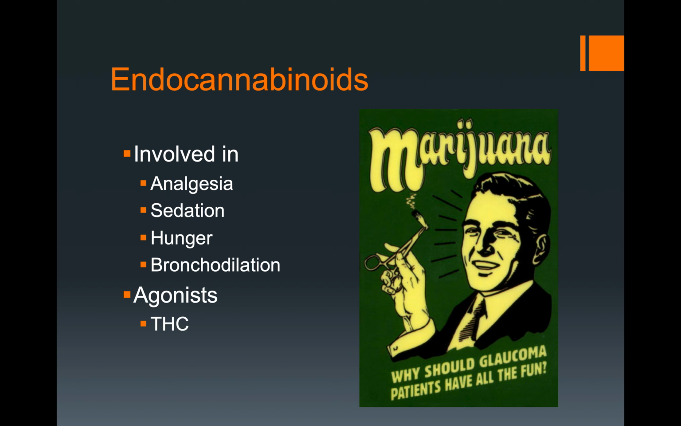THC, one of the active ingredients in marijuana, is an agonist, as is acetaminophen, the active ingredient in Tylenol. They actually did a study where they used an endocannabinoid antagonist, and they gave it to people, and then Tylenol no longer reduced their pain.